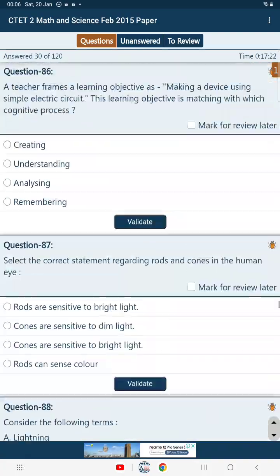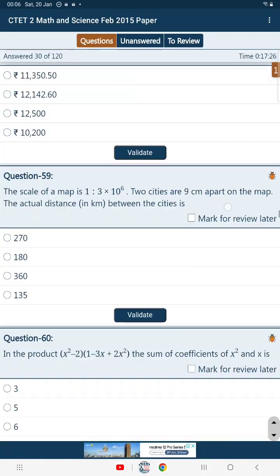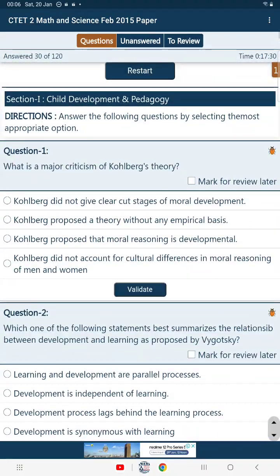Hindi is not there in this one, student. That is what is missing. We should prepare the Hindi also. Fourth section is okay.